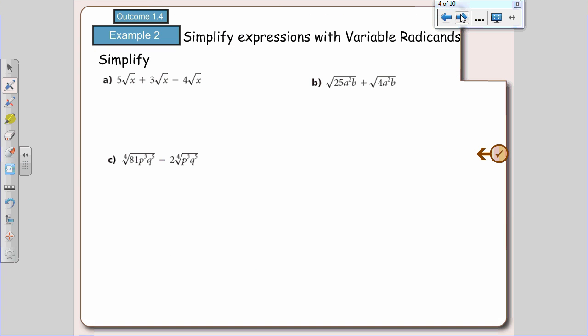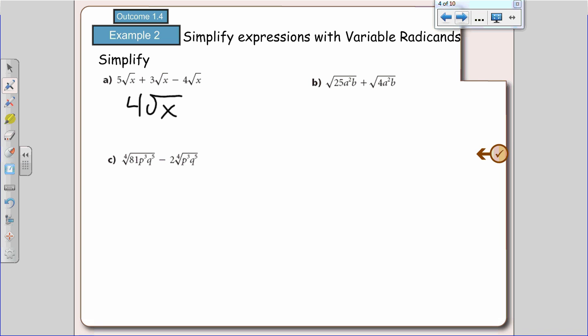First one, what is it? Try it on your own. See if you can get the answer. I'll write the answer on the board. See if you can get it. If we look at it, you'll see I have 4 root x. They're already all in the root x form. Life is easy. Let's move on to B.